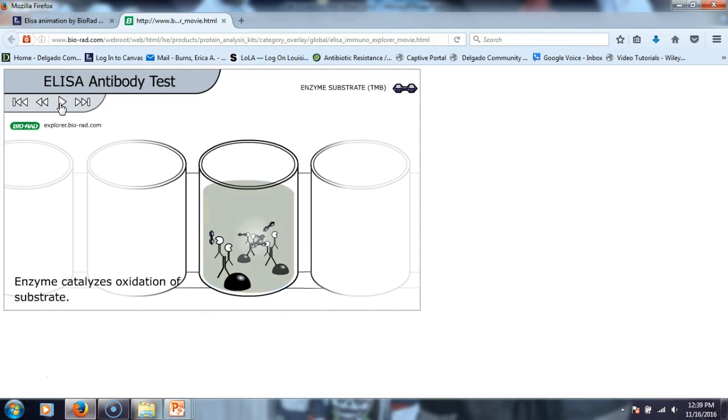As we add each one of these reagents, we have to let it sit for about 5 minutes before you guys can dump it out, and then rinse.